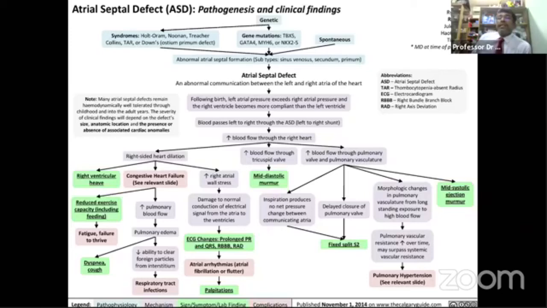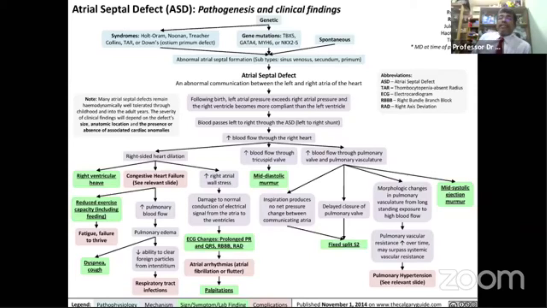And this splitting is usually fixed, as there is no pressure difference between the left atrium and right atrium, and usually there is an equalization of the pressure. So there is no difference between inspiration and expiration. And so the splitting of the second heart sound is usually fixed. There is no variation with respiration. So the second heart sound shows wide and fixed splitting. That is a common finding in case of atrial septal defect.